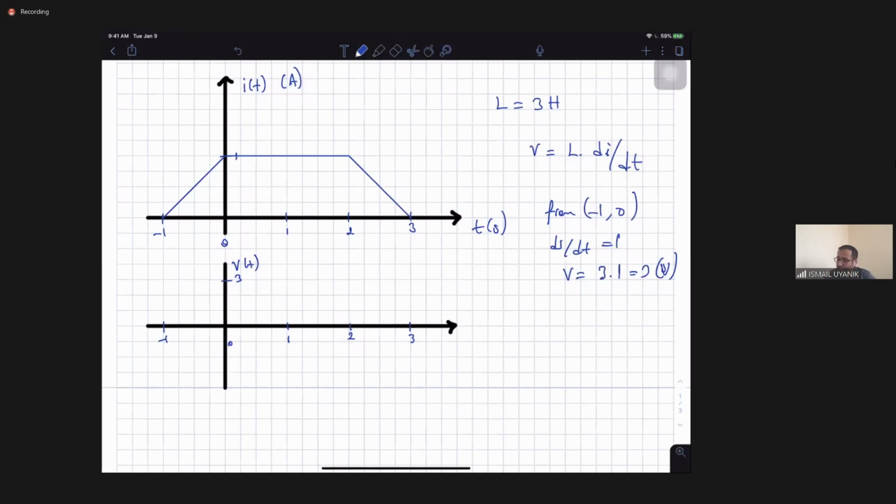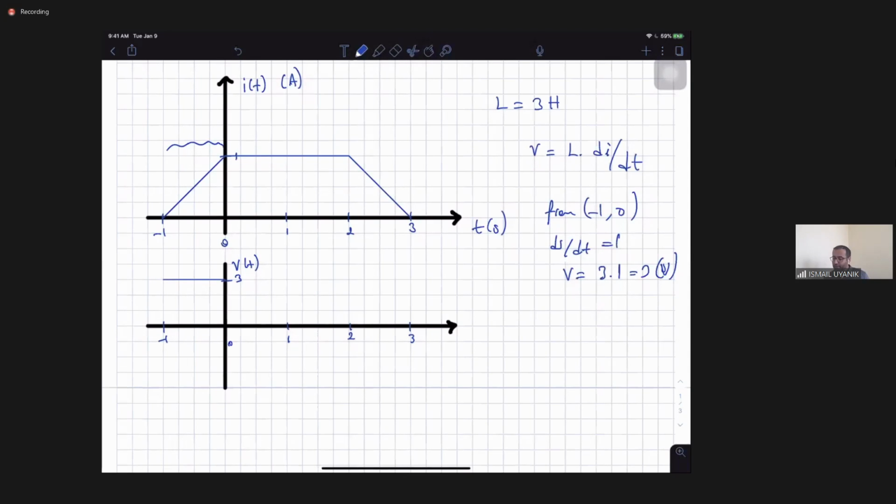So what Emirhan is saying is, if I take the derivative of this current graph in this region from -1 to 0, it has a constant slope, and its derivative is positive because it's going from 0 to +1 in 1 second. The change is 1 ampere, the duration is 1 second, so that will be 1. Then if I multiply it by the inductance, which is 3 henries, we will have this constant voltage line here, right?